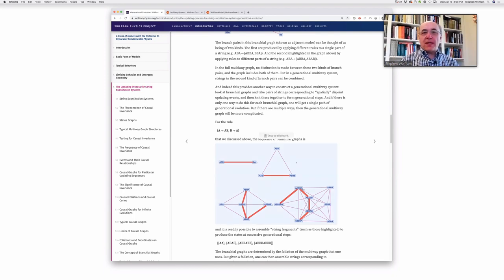So the notion would be that's the world sheet, basically. That's the evolution of the world sheet. It corresponds to the evolution of the snake state through time in the successive stages of the branchial graph. So that's the idea there.